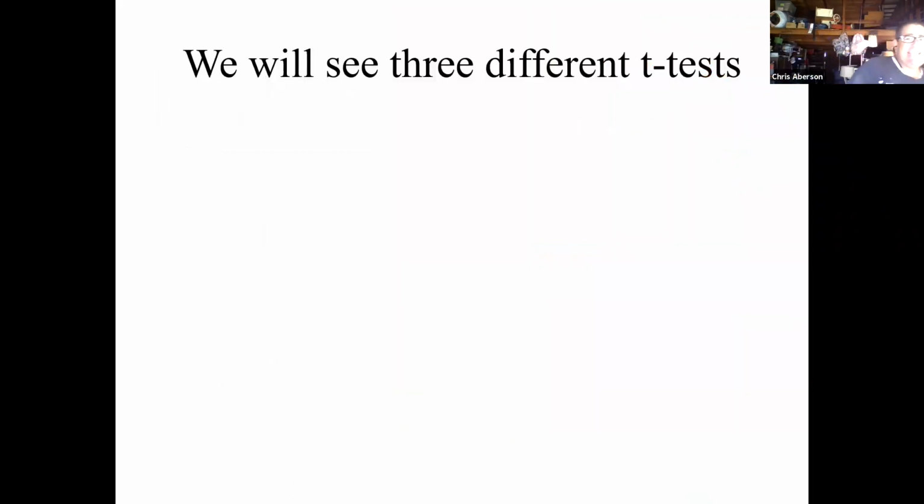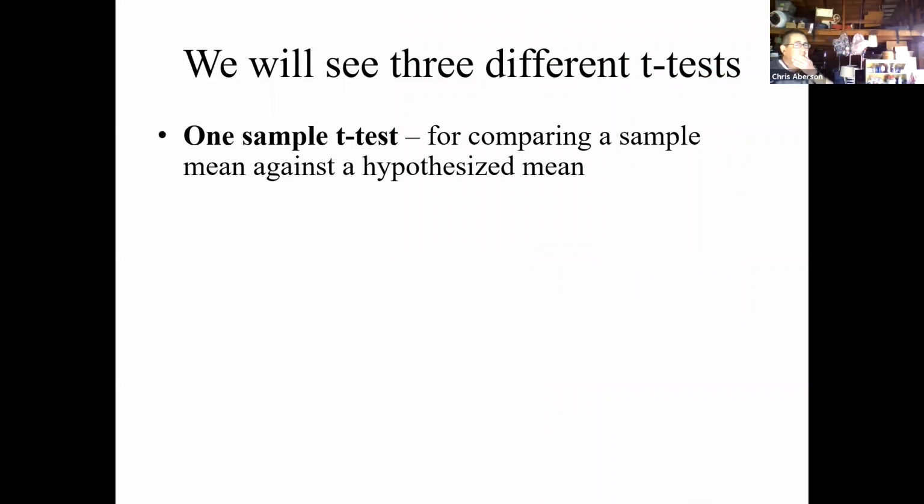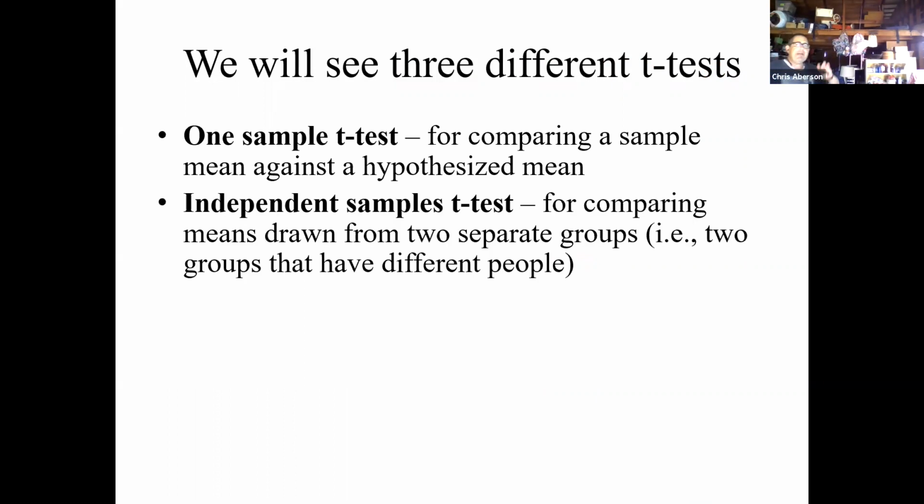We're going to see three different t-tests along the way, and they're for different situations. The one sample t-test is the one that's going to look the most like what we just saw with the z-test, comparing a sample mean against a hypothesized mean. The independent samples t-test is for comparing means that are drawn from two separate groups. These are two groups that have different people, which is why we say the groups are independent, and none of the same people in each group.